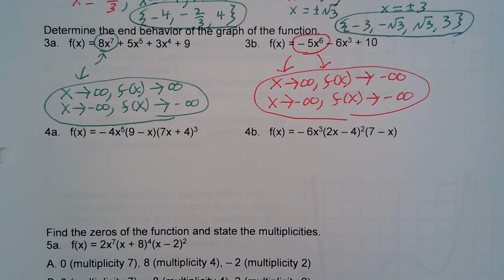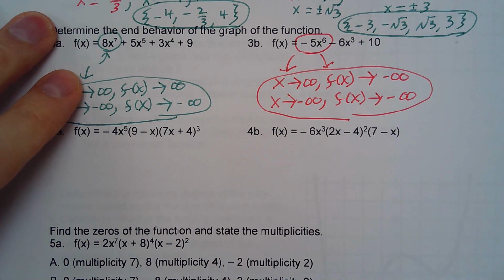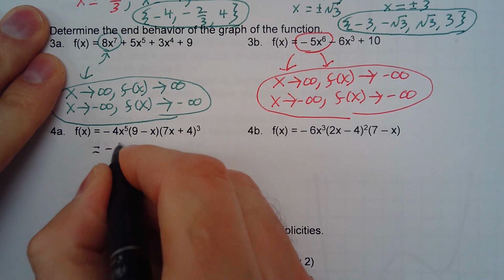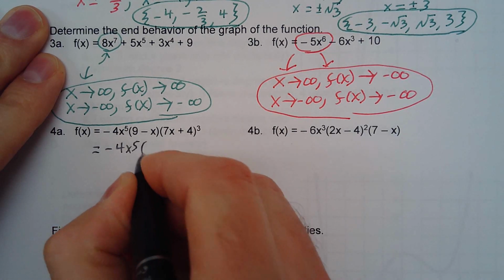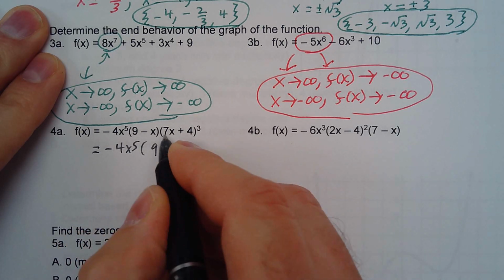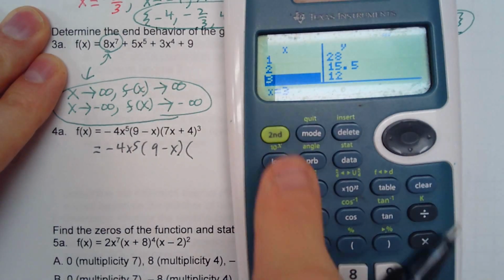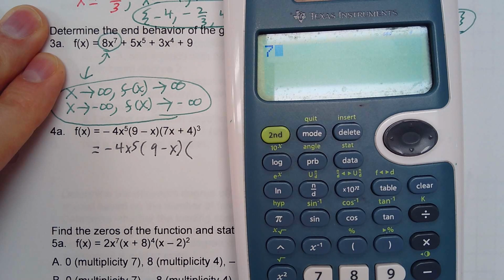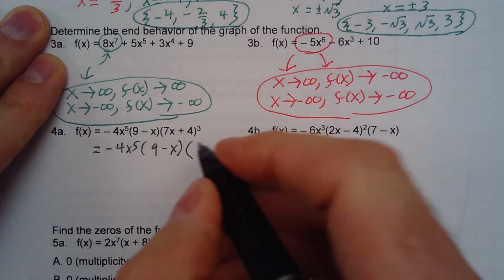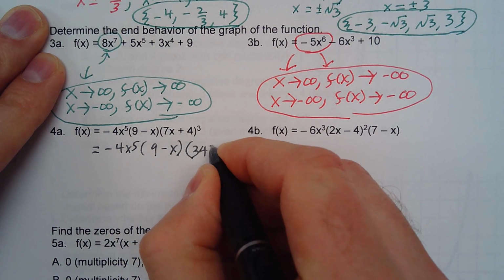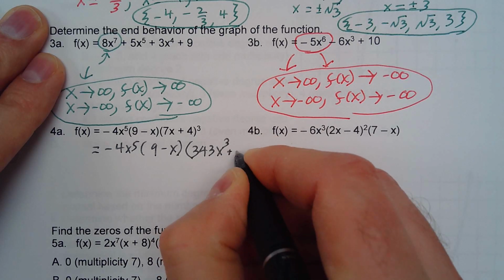Let's take a look at this next one. Ooh, this is kind of nasty. So let's take it piece by piece. Remember, I'm doing my pseudo multiplication here. If I were to cube this out, if I take 7 to the third power, 343, I would get 343 x cubed plus a bunch of terms.